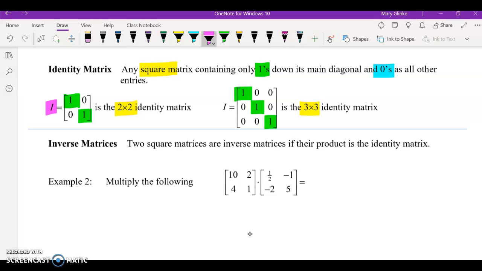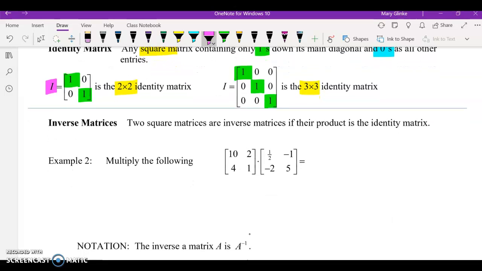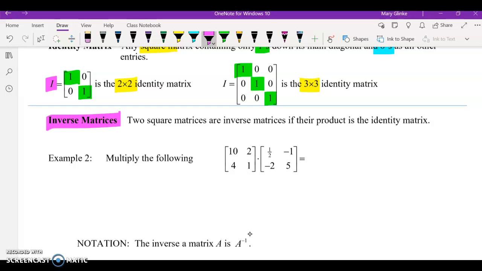The identity matrix is important because it helps us to identify inverse matrices. Now, you've heard of inverses before. So, for instance, if you had 2x equals 4, you would divide by 2 because the inverse of multiplication is division. Those are inverse operations. So, inverse matrices are two matrices that when you multiply them together, they completely undo each other, and your resulting matrix has to be an identity matrix.